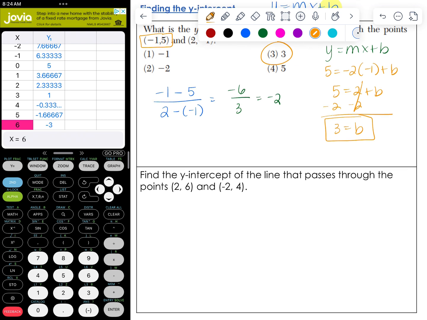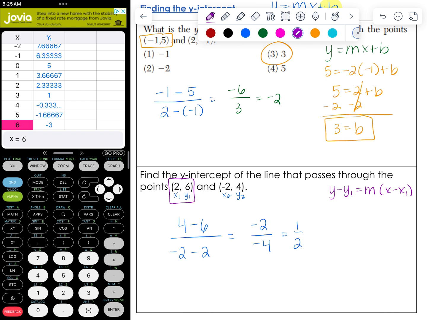Find the y-intercept of the line that passes through those points. So we do need to find the slope of them first, x1, y1, x2, y2. And I'm going to have y2 minus y1 over x2 minus x1. So that's going to be a -2 over a -4, which ends up giving you a positive 1/2. So we will use our point slope formula. I'll just write it here for you to recall. All right, and now I'm going to pick a point. I prefer using the point that only has positives in it, but it does not matter.